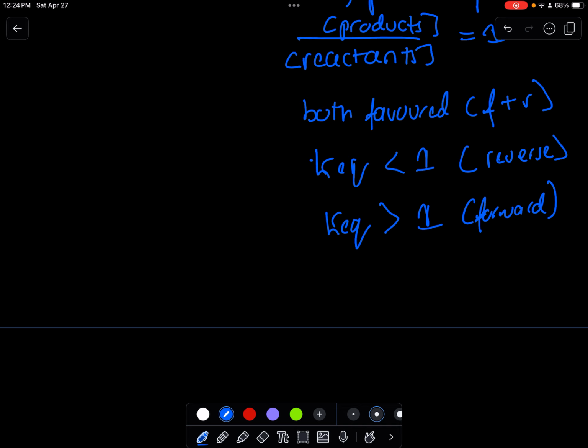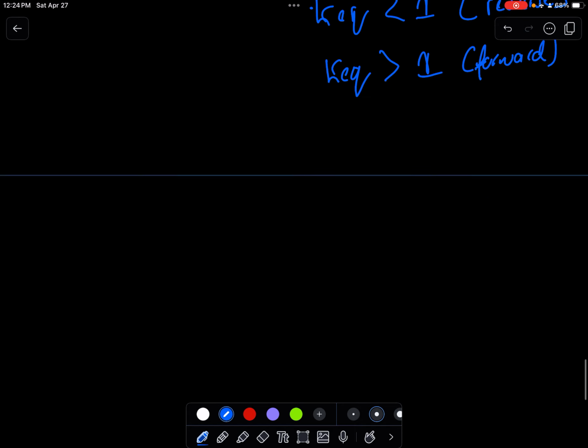So, the next thing to consider as well, what do you think affects the equilibrium constant? So the equilibrium constant is temperature dependent. It is not concentration dependent. The equilibrium constant does not change with concentration. The equilibrium constant will change with temperature. So, essentially, let's think about that.